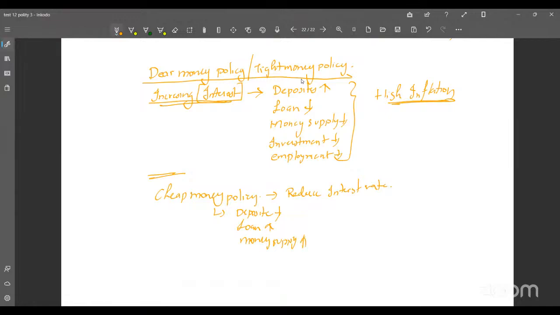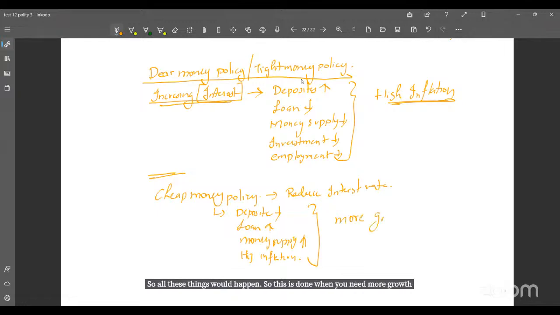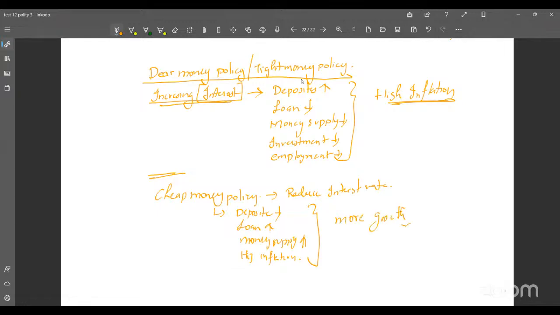More money supply in the market. High inflation. So all these things would happen. So this is done when you need more growth, when the economy is slowing down.